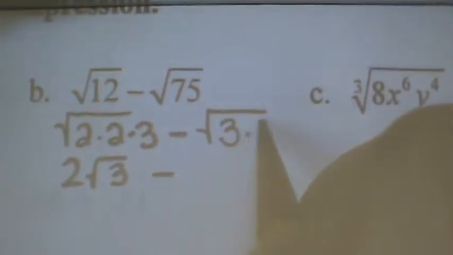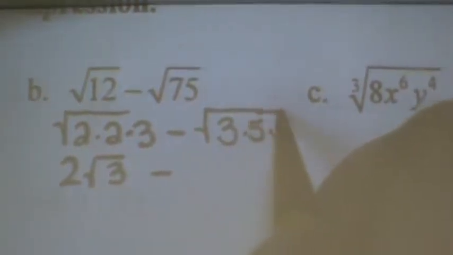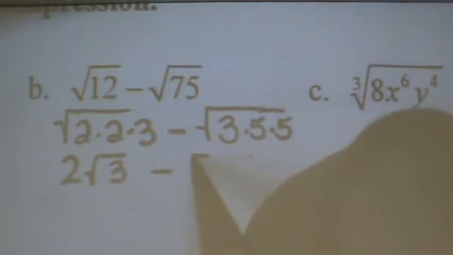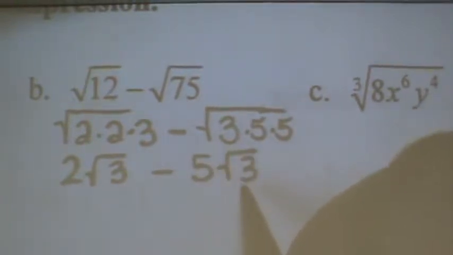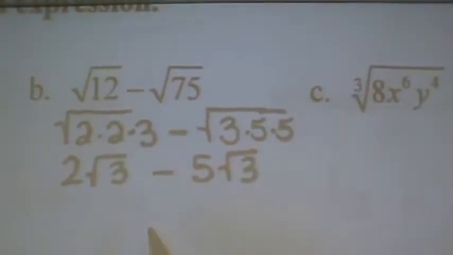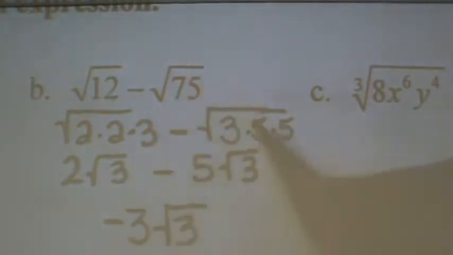How do you simplify square root of 75? 3 root 5. You're close. 5 root 3. Now can you simplify these? Yes. What's 2 minus 5? This is coming back to you. What if you don't have the same number under the radical? Then you leave it. If this were 2, then you would leave your answer.